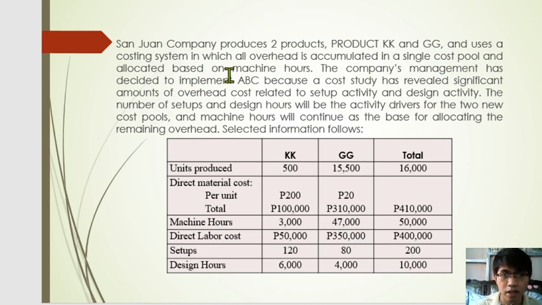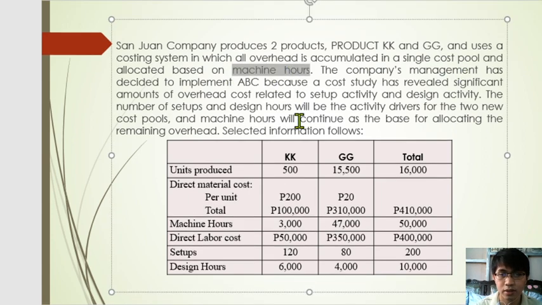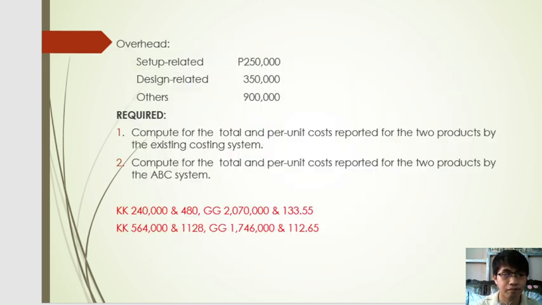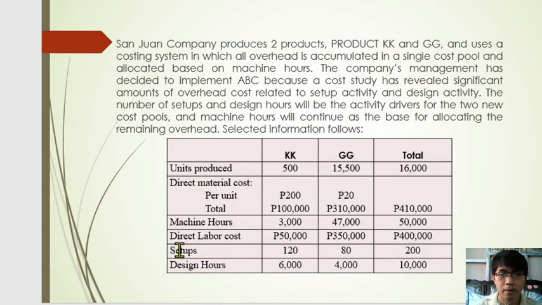It says it is allocated based on machine hours. So, where are the machine hours? Here. So, how do you allocate? Machine hours is the allocation basis. So, the 1,500,000 that you computed is the total overhead. 1,500,000 times 3 over 50 is the allocation for KK. And then 1,500,000 times 47 over 50 is your allocation for GG.